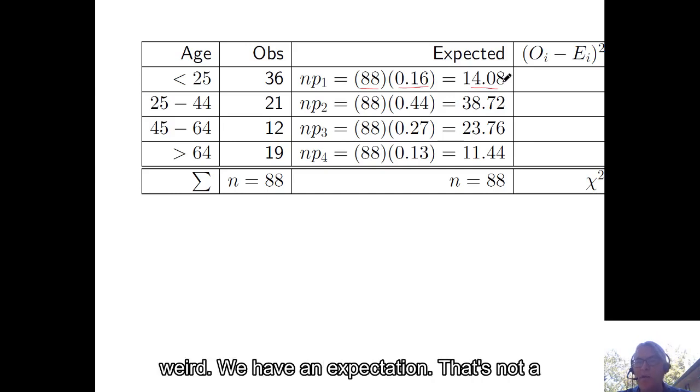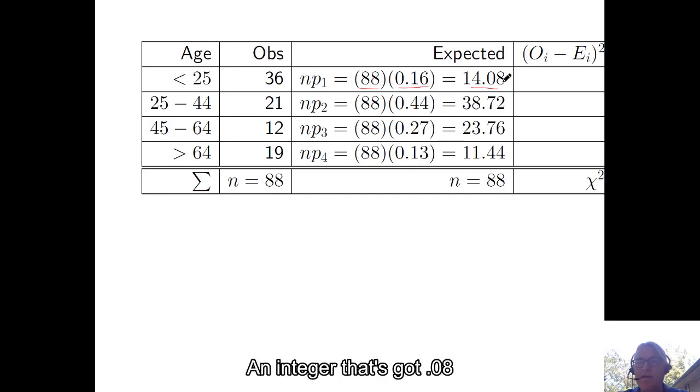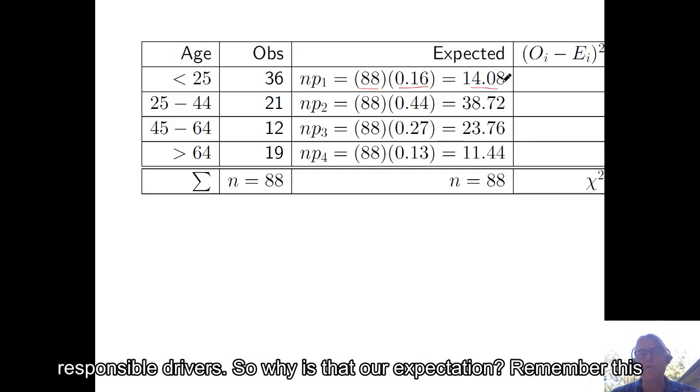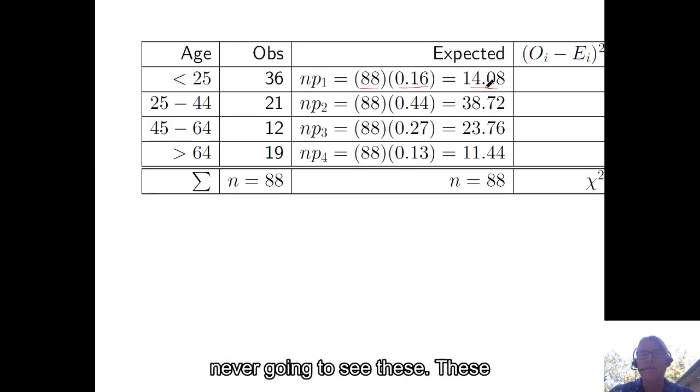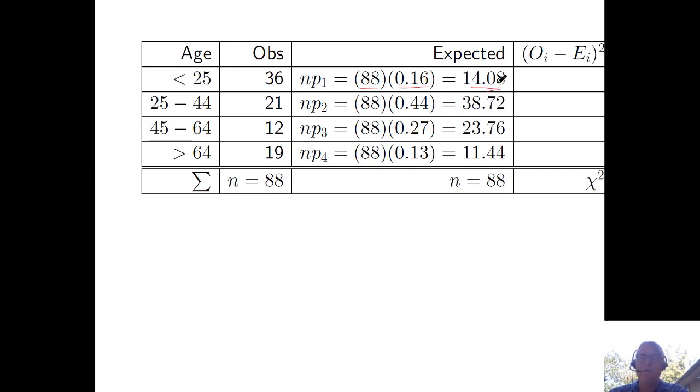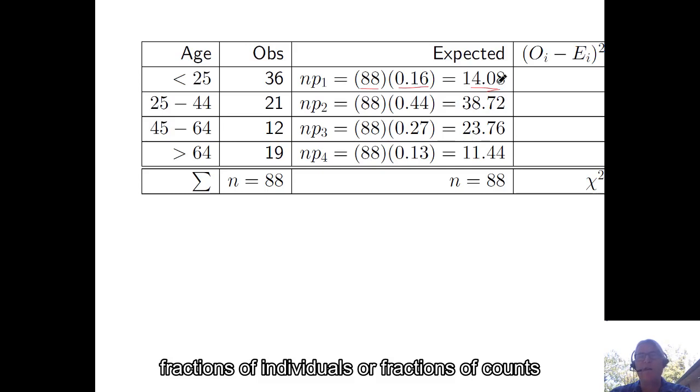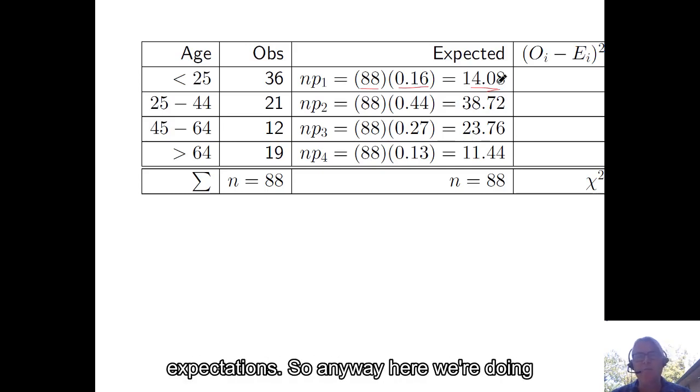Now, I know it seems weird. We have an expectation that's not an integer, that's got 0.08. We can't observe 14.08 drivers, so why is that our expectation? Remember, this is a case where statistics is using expectation in a formal sense. That means the long run average of what we'd get if we repeated this trial many, many times. So we don't throw away these extra digits here, even though we're never going to see these fractions of individuals or fractions of counts in our real data. We hold on to them in the expectations.